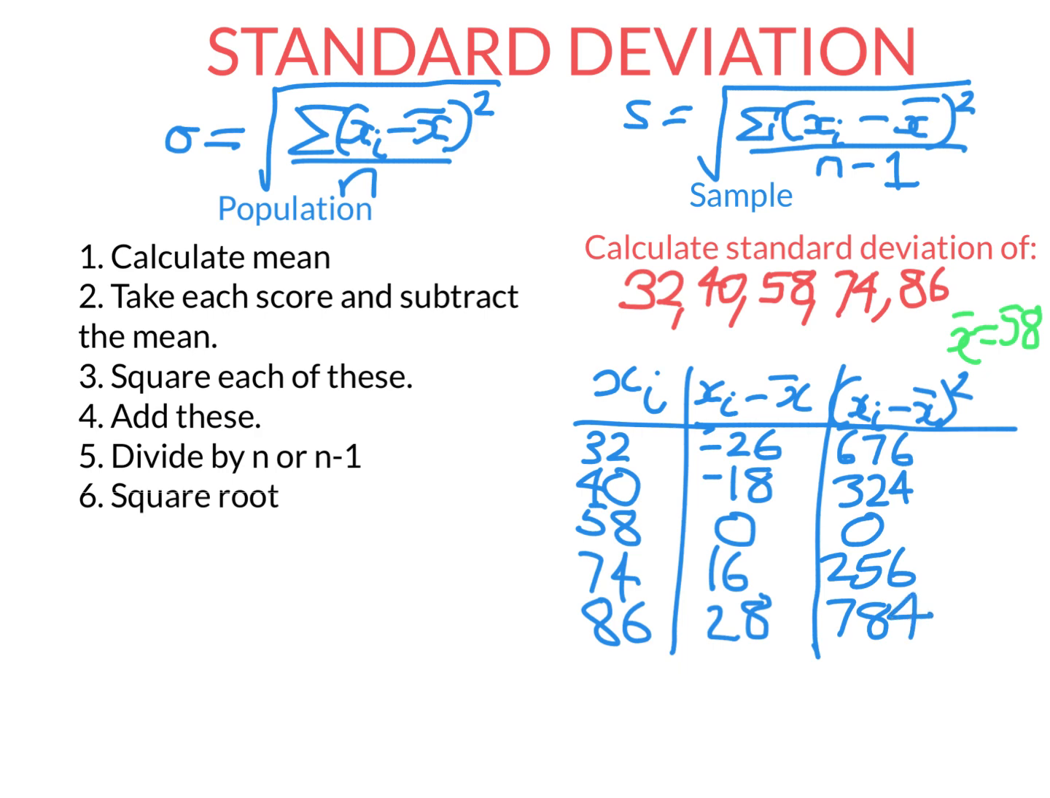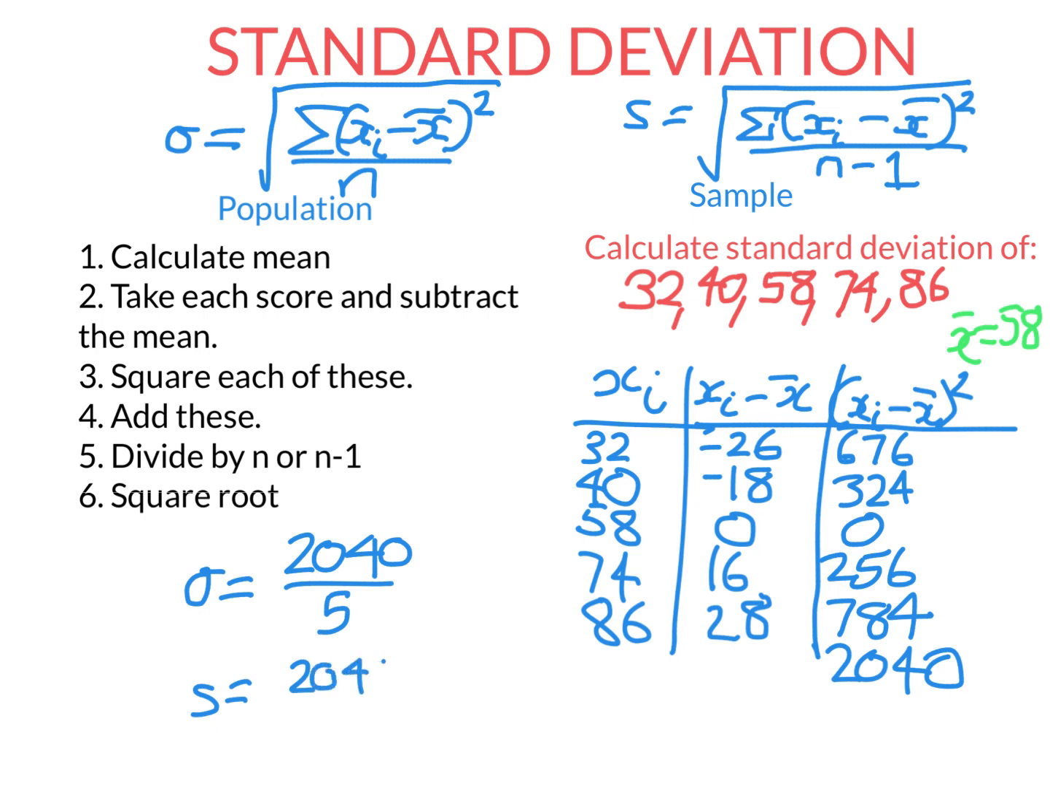Step 4 is I add each of these. I need to add this column here. Adding up this column, I get 2040. Step 5 is where it's slightly different if it's population or sample. If I was calculating the population standard deviation, I'd take 2040 and divide by n. N is the number of scores, so I would divide by 5. Now, if I was calculating the sample standard deviation, I divide by n minus 1.